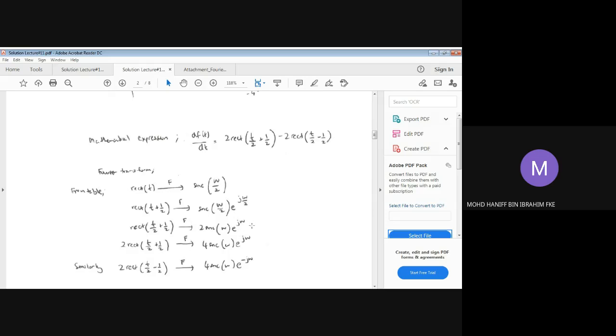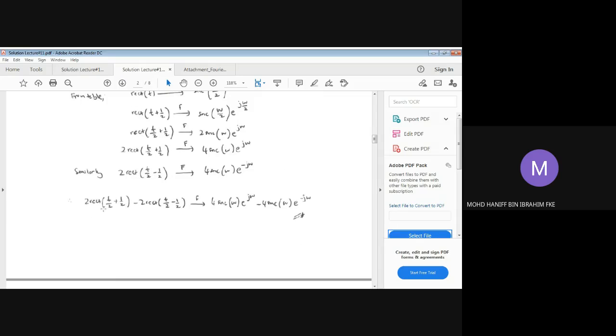If you cannot recall these Fourier transform results, you can refer back to our lecture 10 slides. Then we have 2 rectangular t over 2 plus half, and we're going to have 4 sinc omega e to the j omega. For the second term, 2 rectangular t over 2 minus half, we're going to have 4 sinc omega exponential negative j omega. So from that, we have 4 sinc omega exponential j omega minus sinc omega exponential negative j omega. That should be the result of this differentiation for the first order.